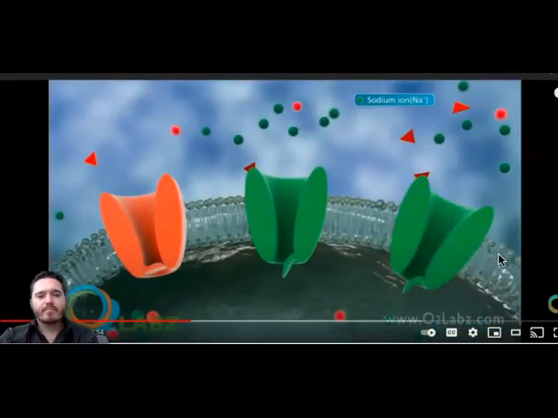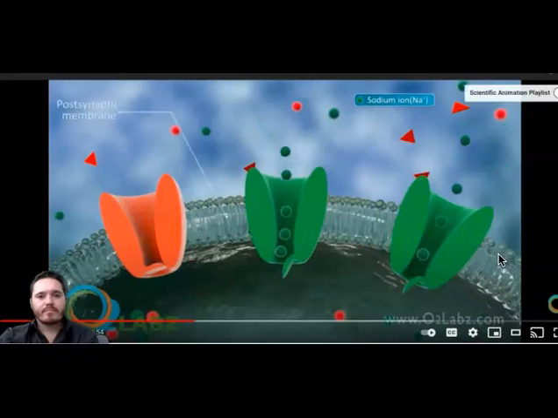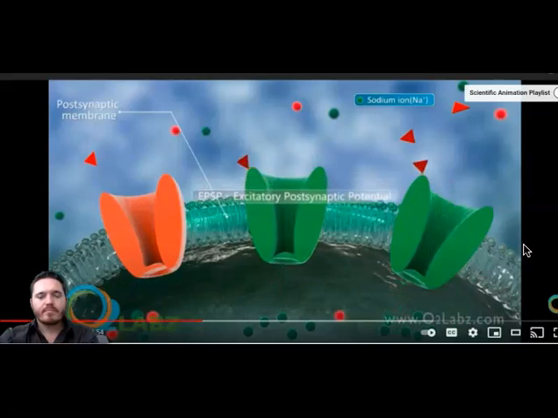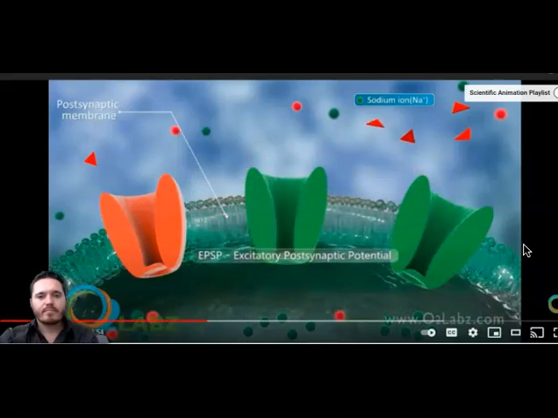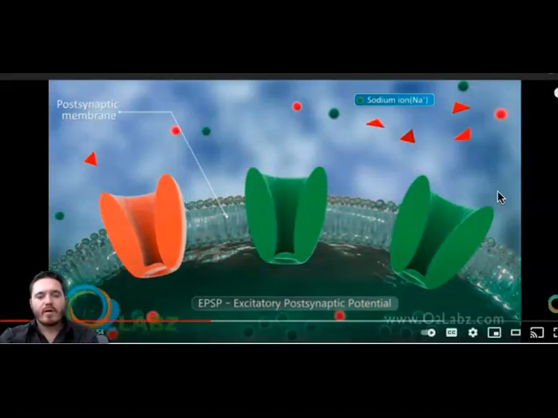If the effect of the neurotransmitter excites the postsynaptic membrane, an excitatory postsynaptic membrane potential, also known as EPSP, is generated. Okay, so notice that once the neurotransmitter binds to the receptor, that's actually a sodium channel that opens and allows the sodium to enter.